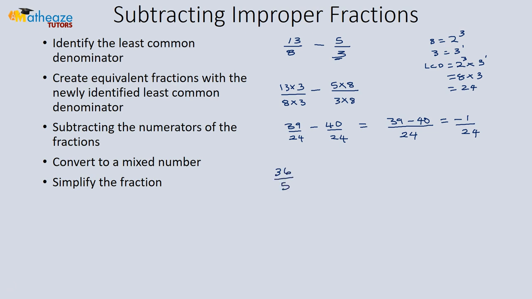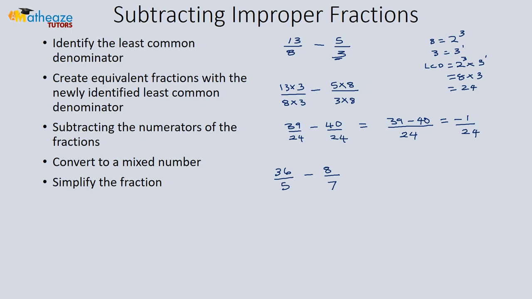36 over 5 minus 8 over 7. So here we're going to identify the least common denominator. One trick to have in your back pocket is that if you have denominators that are prime numbers, your least common denominator will just be multiplying them together. So in this case we have 35, 5 times 7. We're now going to convert these two fractions to equivalent fractions with a denominator of 35.